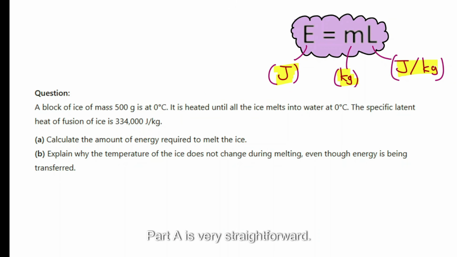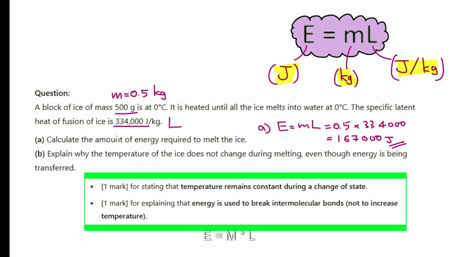Part A is very straightforward. This is a direct substitution. E equals m times L. Mass is 0.5 kilograms. It's really important that you convert grams to kilograms, and L is given. The answer is 167,000 joules.